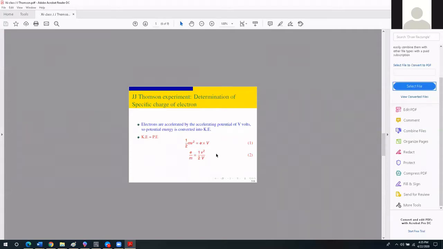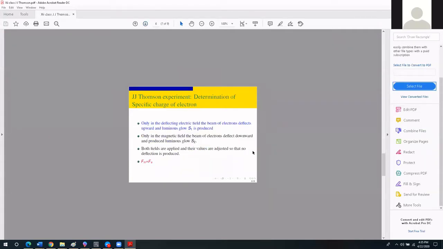Now, if the beam of electrons enters only the electric field, it deflects toward the positive plate, and in our case the upper plate is made positive, so the electron beam deflects toward the upper plate and produces a luminous glow S1. You can see this S1 in the diagram. And if we apply only the magnetic field, then the electron beam deflects downward. You can use Fleming's left hand rule, and with that rule you can easily say the beam of electrons deflects downward and produces the luminous glow S2.